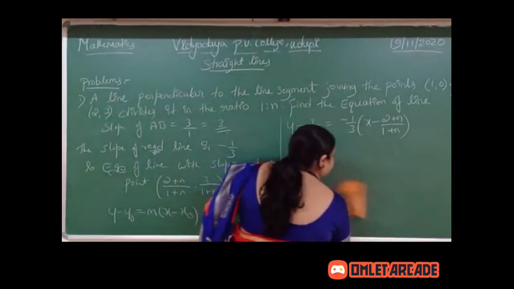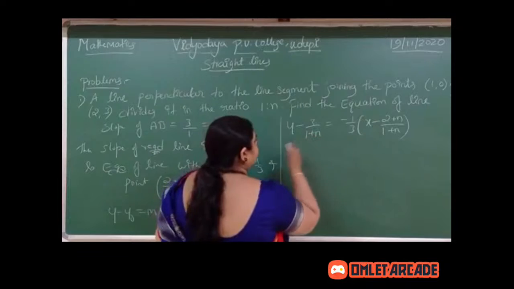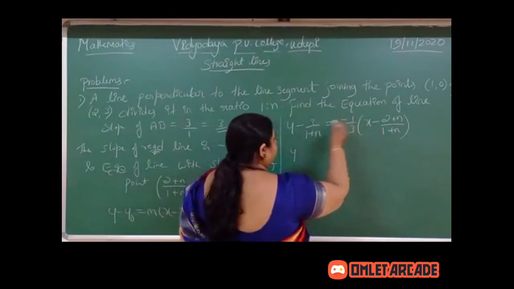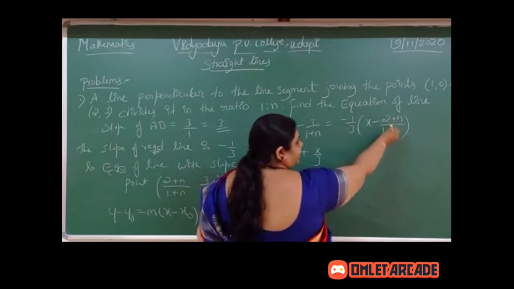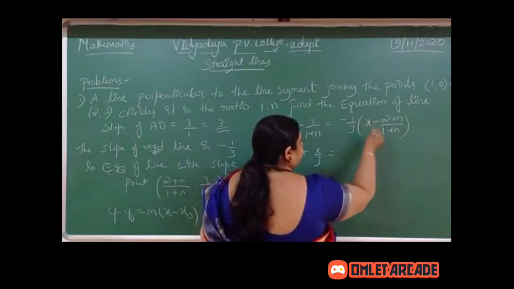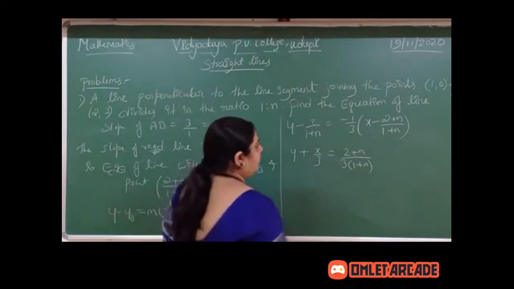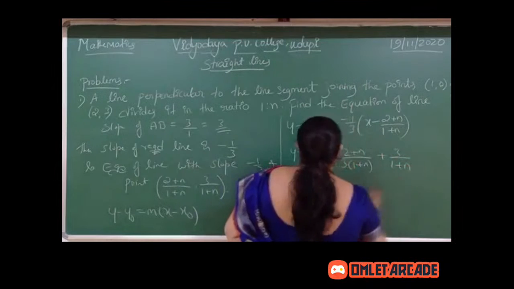Let me show this once again, students. I think somewhere it went wrong. See, y. Let me shift this to left hand side. Becomes plus x by 3, and you have to multiply this even for this, isn't it? So minus into minus plus 2 plus n divided by 3 into 1 plus n. Am I right? And let me shift this to RHS plus 3 by 1 plus n.